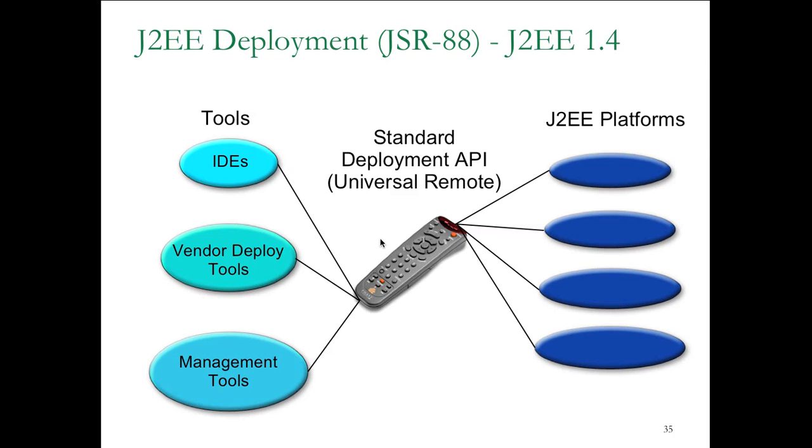We have a standard development API that's pretty universal. So we take the IDEs, the vendor deployed tools, the management tools, and we can deploy them out on different platforms essentially. So, a standard universal remote. I like this kind of reference because it's sort of the universal remote. You just press a button and it goes to a different J2EE platform. You press the button and it'll go to the web server. Press the button and it'll go to the distributed environment, an RMI server or something.